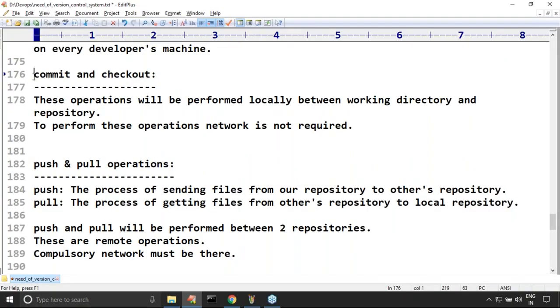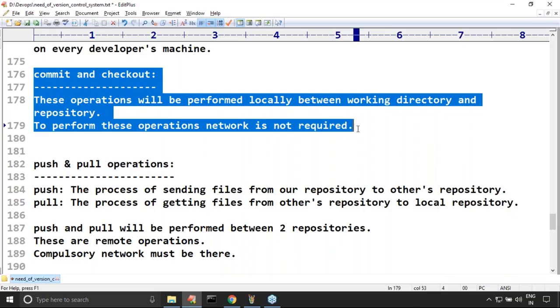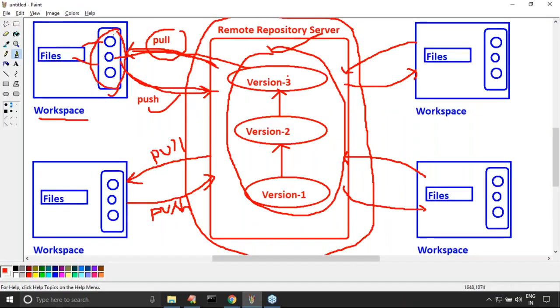Commit and checkout operations always happen between the working directory and the local repository. Here, commit and checkout operations will be there. Push and pull operations happen between the workspace and the remote repository. Clear, right?